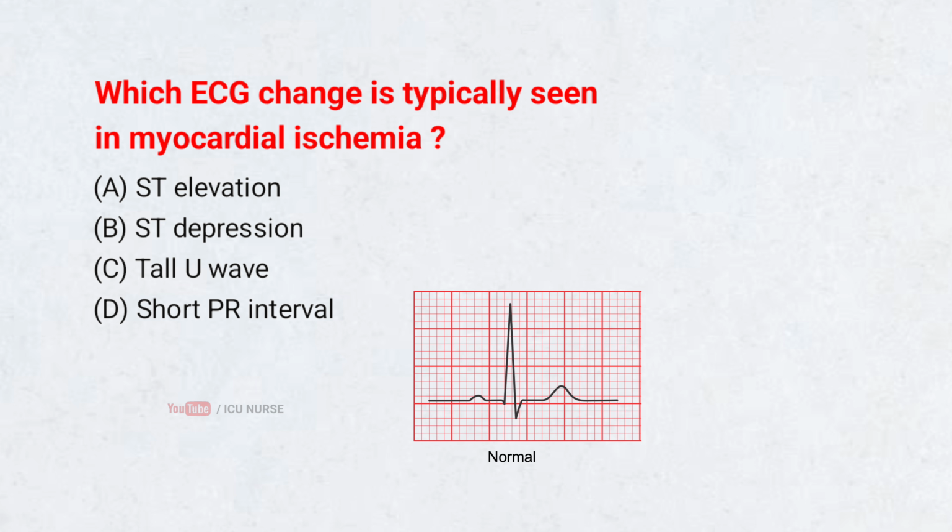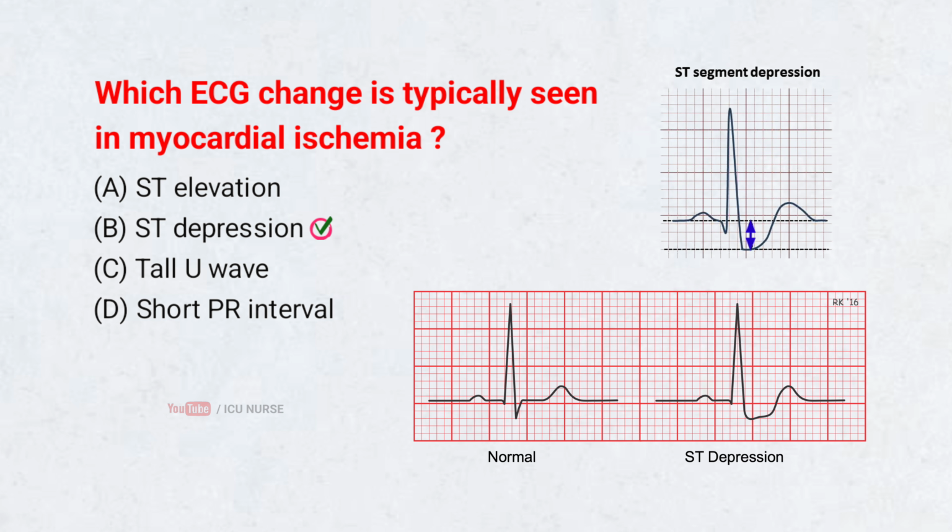Which ECG change is typically seen in myocardial ischemia? A. ST elevation. B. ST depression. C. Tall U wave. D. Short PR interval. Correct answer B. ST depression. ST depression commonly indicates myocardial ischemia because reduced blood flow to the heart muscle affects ventricular repolarization. This change is especially seen during exercise stress testing or episodes of reduced oxygen supply.